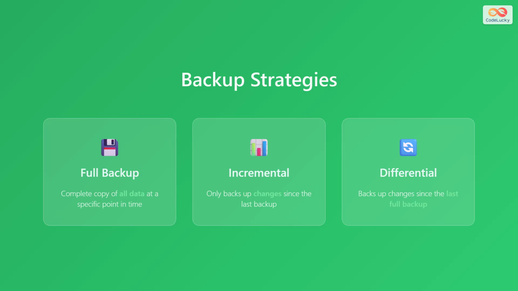Backup strategies are crucial for disaster recovery. There are generally three main types of backups: full backups, incremental backups, and differential backups. A full backup involves creating a complete copy of all data at a specific point in time. An incremental backup only backs up the changes made since the last backup, be it a full or an incremental backup. Finally, a differential backup backs up all the changes made since the last full backup.